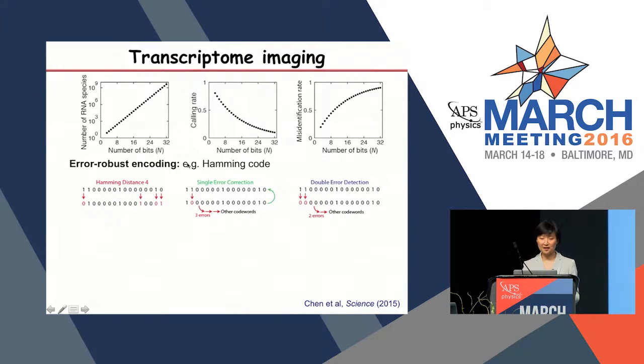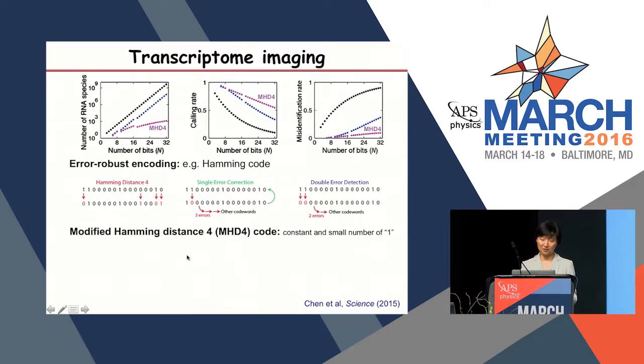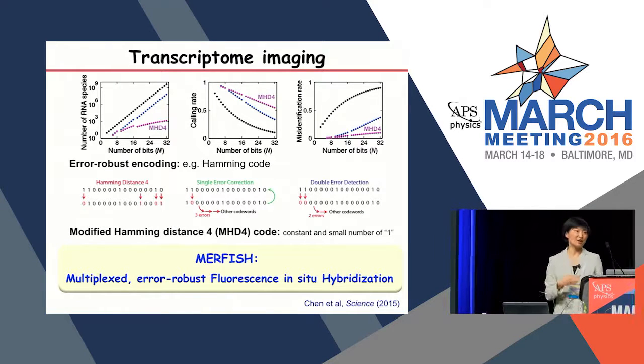For example, in this famous Hamming code, if the Hamming distance is 4, it takes 4 errors to convert one RNA into another. And that reduces the error to a very low value. Also, if you have only 1 error, you can correct it to the original RNA because it's at least 3 errors away from all the other RNA codes. So then you can also get high detection efficiency. We modify this to fit the FISH properties, which I won't tell you how because I'm running out of time. With this modified Hamming distance 4 code, we can get 80% detection efficiency and less than 10% misidentification error. So we call this multiplexed error-robust FISH, or MERFISH.